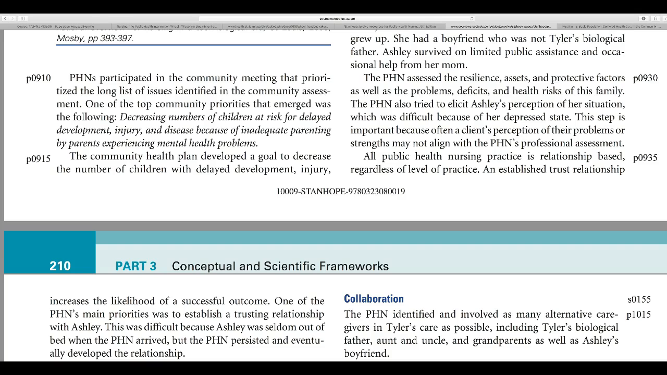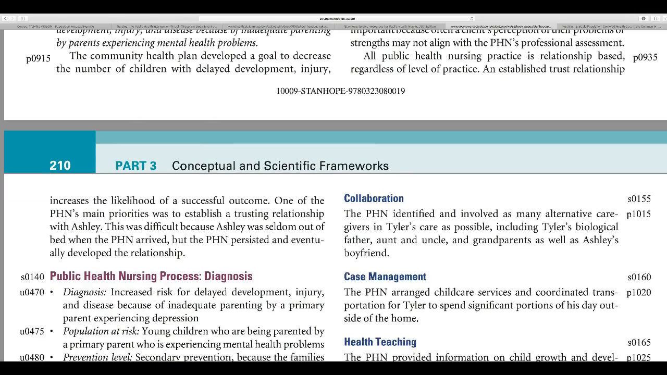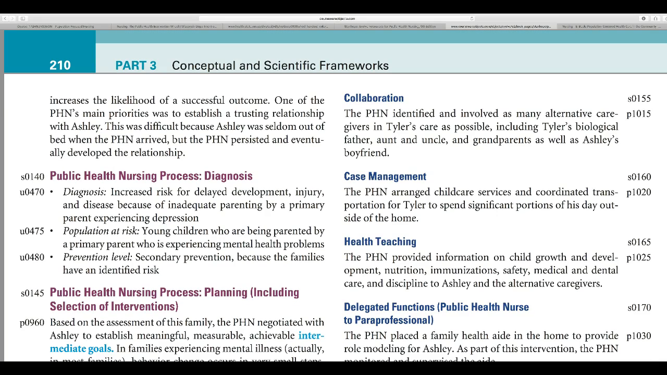All public health nursing practice is relationship-based, regardless of the level of practice. An established trust relationship is going to increase the likelihood of a successful outcome. One of the main priorities is to establish a trusting relationship with Ashley. This is difficult because Ashley is seldom out of bed when the public health nurse arrives. So that's the assessment.